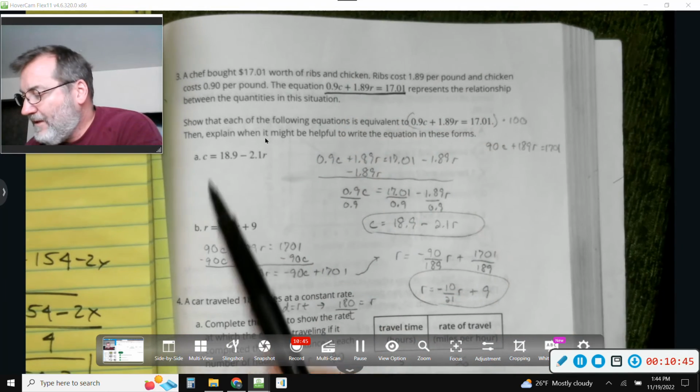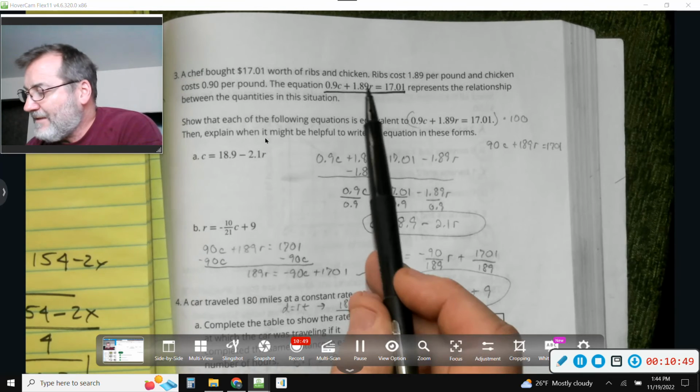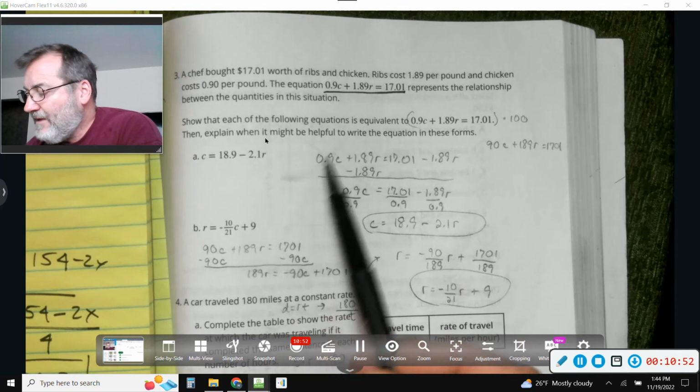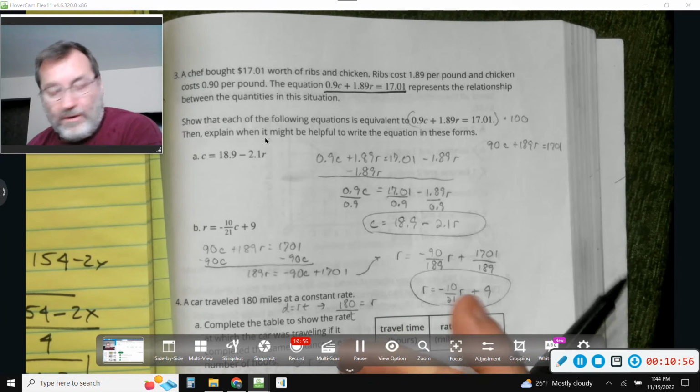So it's solved for C here, and it's solved for R here. So I think that's what they want us to do here. They want us to take this thing and solve it for C, and then go around for the second one and solve for R. So let's just try that.